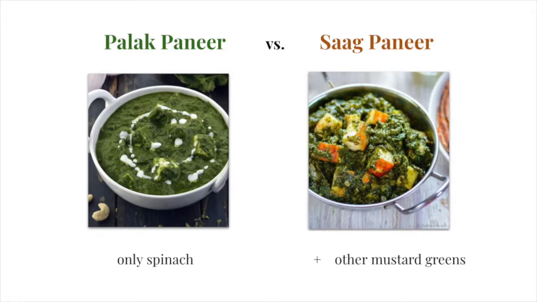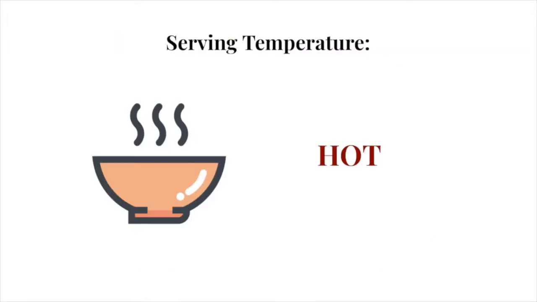Palak Paneer, the traditional form of northern India, only contains spinach. Saag Paneer, on the other hand, contains ingredients beyond spinach. It contains other green leafy vegetables like mustard greens. The use of different greens can have an impact on the texture of the palak, which is a green paste of the curry. The serving temperature of palak paneer, like most curry, is hot. It is recommended that the dish is served hot for the optimal taste and flavor of the individual spices.